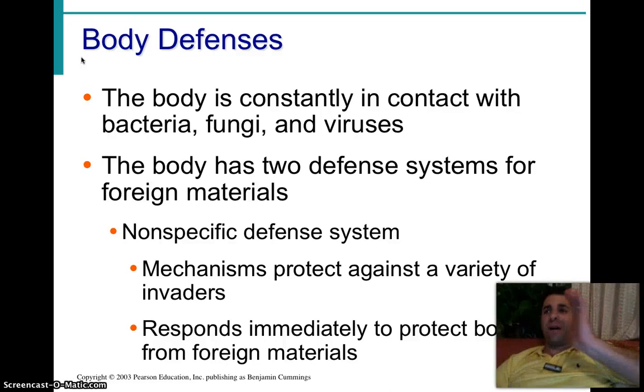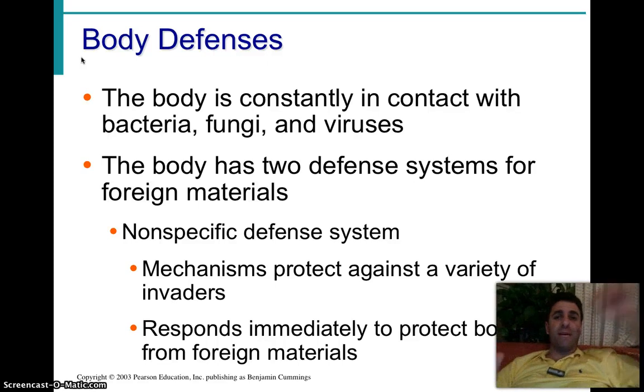All right, this is part 1B of chapter 16. We're on to body defenses. We're going to get a little bit more complicated with how these things work. We touched on the lymphatic system previously. So let's look at how you attack bacteria, fungi, and viruses. They're always attacking you. You got to defend yourself. So how do we do it?